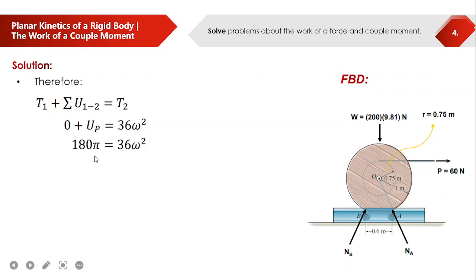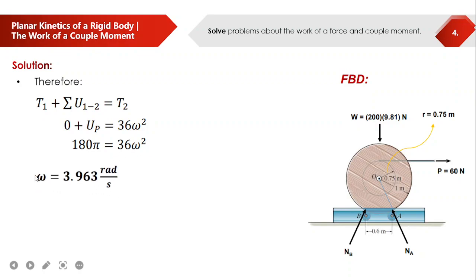So, that would be 180 pi (0.40) sub 1, the summation of the work, and 36 omega squared sub 2. So, that will be 180 pi. This is your work done, with the applied work of the applied force equal to 36 omega squared.